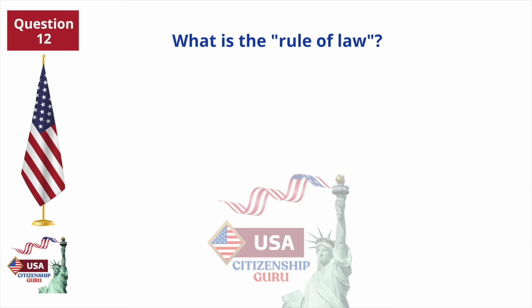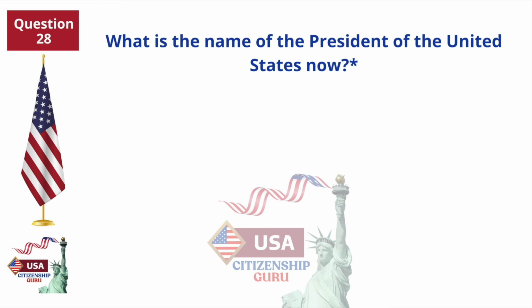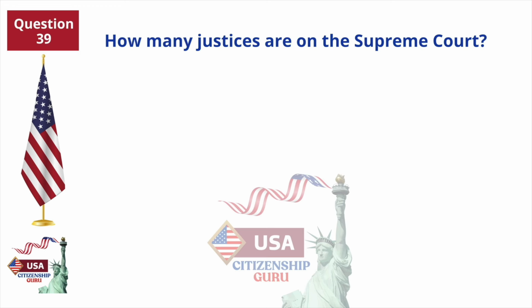What is the rule of law? Everyone must follow the law. What is the name of the President of the United States now? Joe Biden. How old do citizens have to be to vote for president? 18 and older. How many justices are on the Supreme Court? 9.